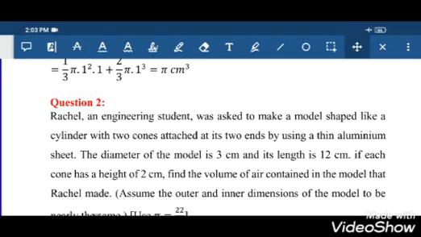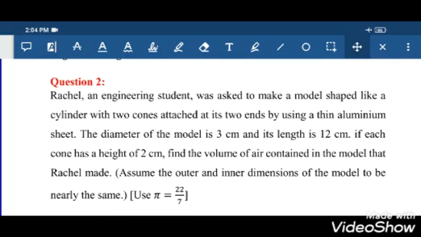Rachel, an engineering student, was asked to make a model shaped like a cylinder with 2 cones attached at its two ends by using thin aluminum sheet. So Rachel is an engineering student who was asked to make a model shaped like a cylinder with 2 cones attached. So what is the combined shape? One is a cylinder, and at the 2 ends of the cylinder the cones are attached. So the cone and cylinder are the combined figure.